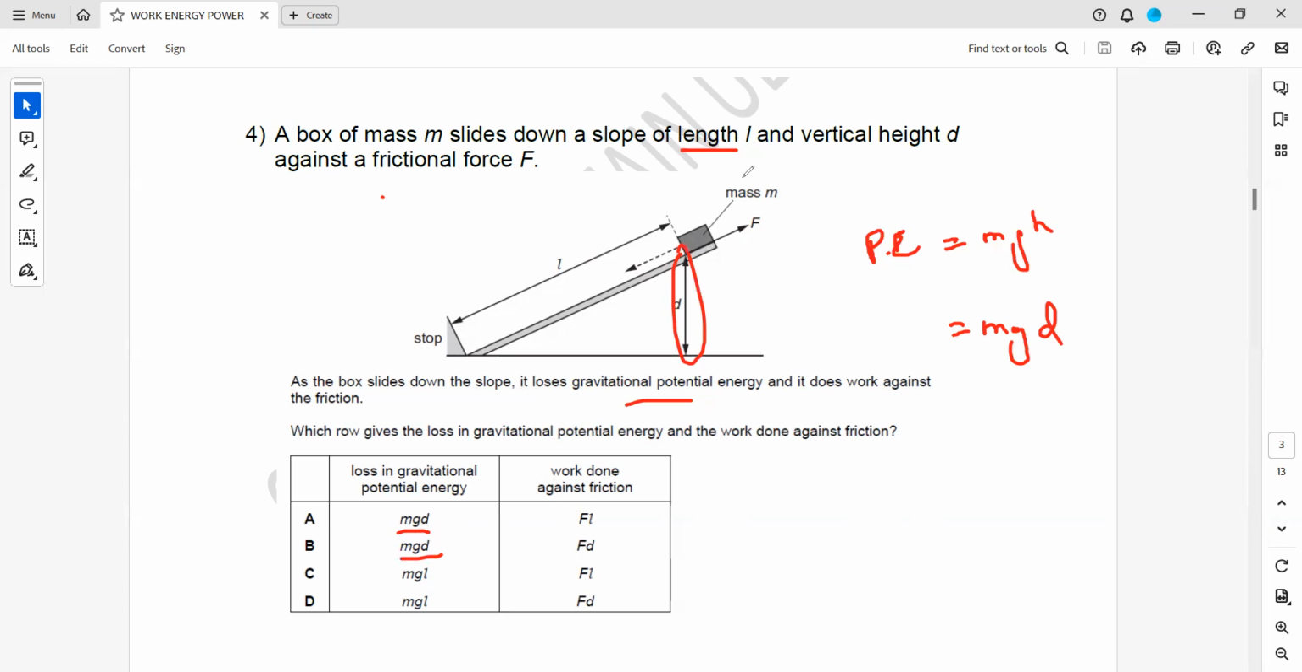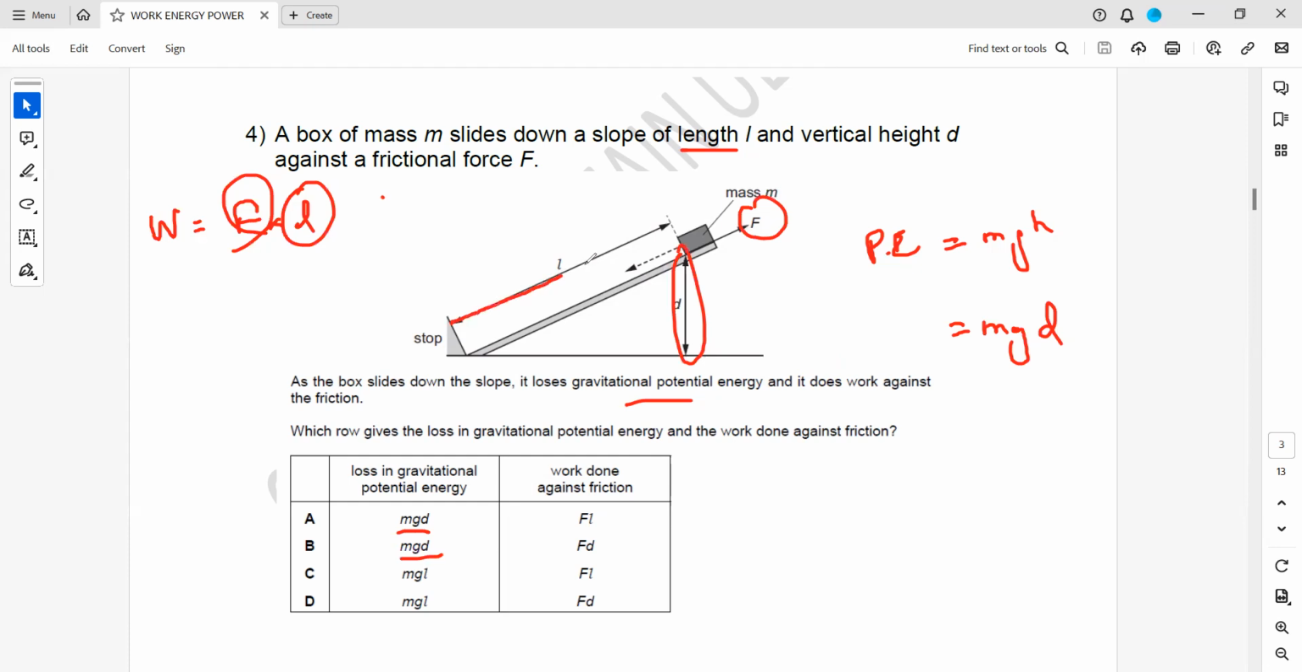Then what about the work done? Whenever you're calculating work done, it is force multiplied by distance. So what distance will you take? You will always take the distance in the same direction as the force. So in which direction was the force acting? The frictional force was acting in this direction.